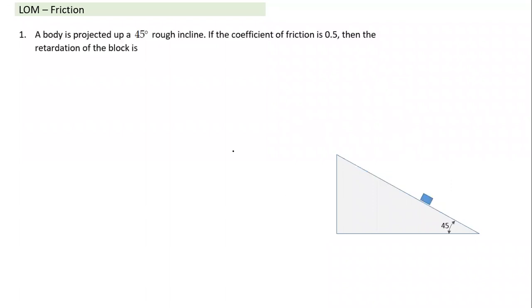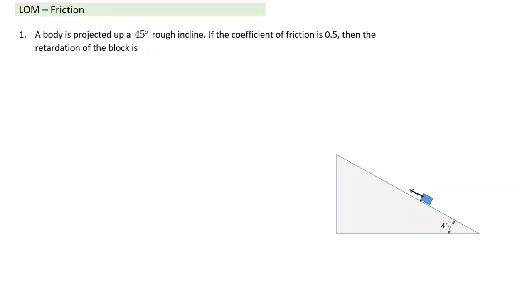Now let's get to some simpler application of friction. A body is projected, this is the inclined plane, 45 degrees. It is projected up the inclined plane. So when projected up means it is given some velocity in the upward direction. So the moment it is projected, the body is of course slipping on the inclined plane. In many questions, we need to figure out what is the state of friction. Is it static state or kinetic state? Slipping is a kinetic state.